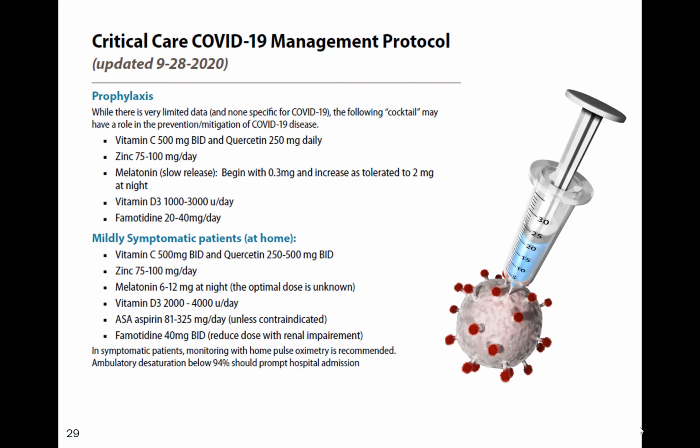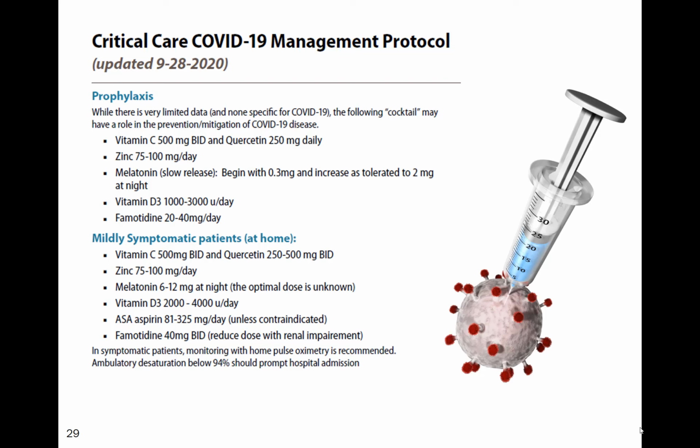So what happens if you test positive and you're in the symptomatic phase and you're treated at home? So again, vitamin C, 500 twice a day. We recommend this time a higher dose of quercetin just because it's for a short period of time. Zinc, we increase the dose of melatonin. Optimal dose is not known. Vitamin D3, again, we increase the dose slightly, and we'll talk about that.